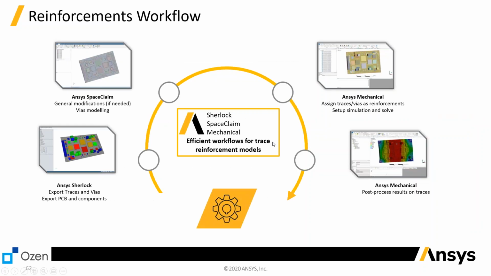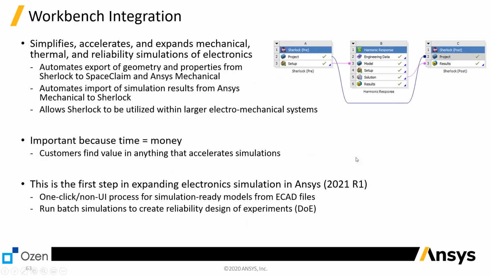Here is the workflow for how this is done. Basically, we do the analysis in Sherlock by exporting the traces and vias and the PCB and its components. We bring it here for the analysis, and then we go to SpaceClaim if needed to do some modeling, and then we go to ANSYS Mechanical to do the reinforcement and setup, and then we can do ANSYS Mechanical post-processing of results on the traces. Here is another way to represent the workflow: Sherlock, then harmonic analysis, and then we can bring it back to Sherlock as well.